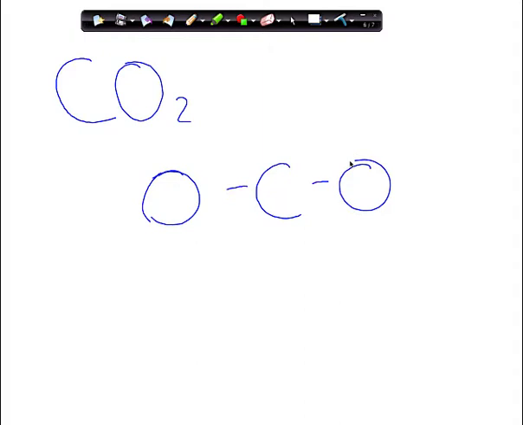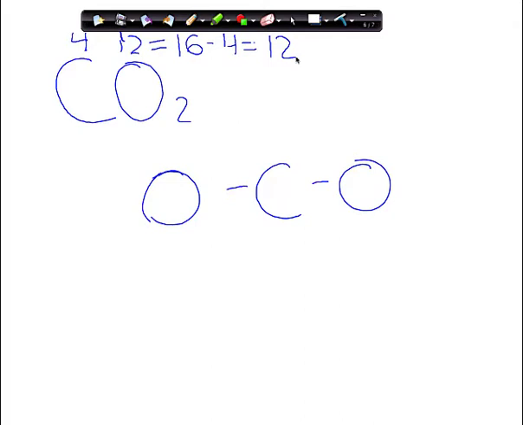Now what we do is we count valence electrons. How many valence electrons does carbon have? Not 6, it's 4. Oxygen has 6. So 4, 6, and 6, and we add those up and we get 16 valence electrons. Now guys, how many do we already have on the board? We have 4 valence electrons already on the board, so that leaves us a remainder of 12.